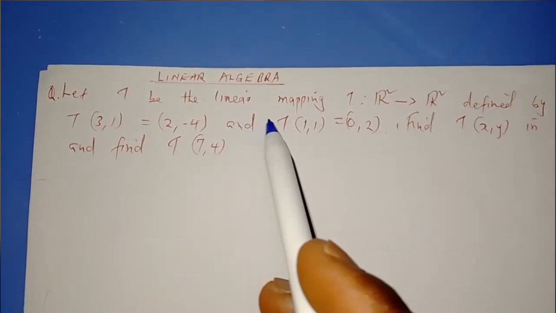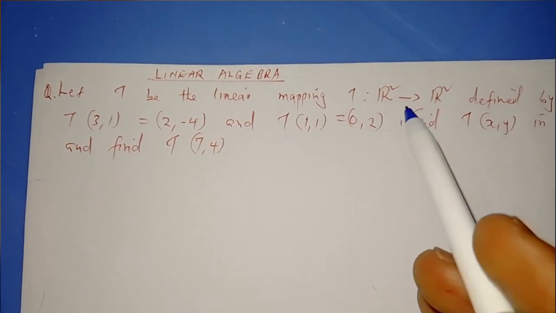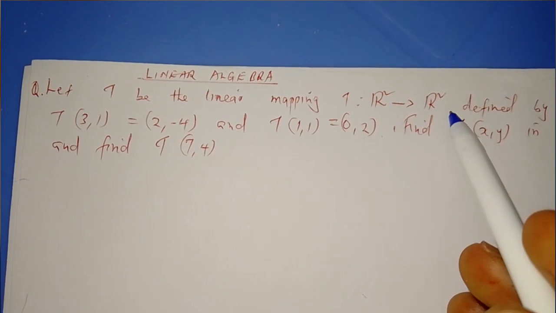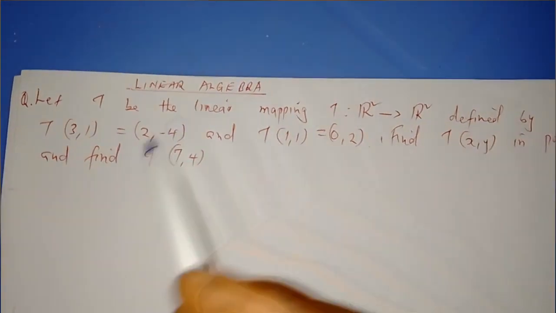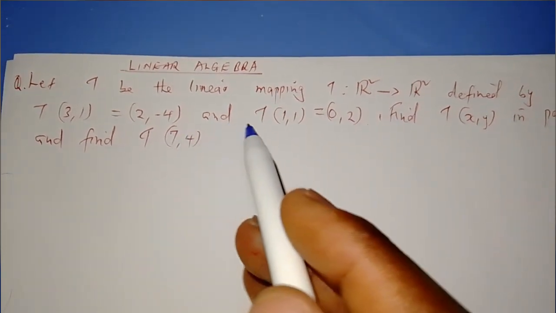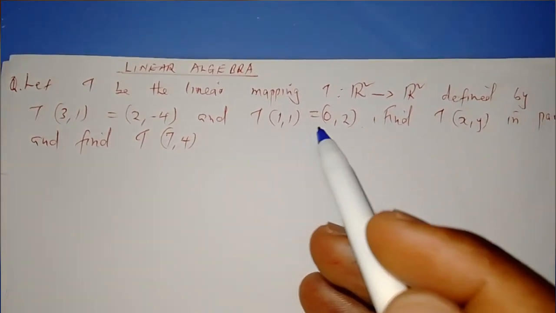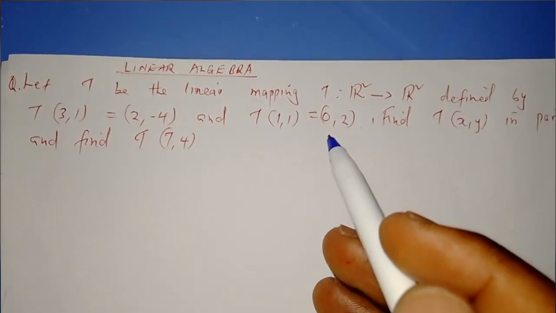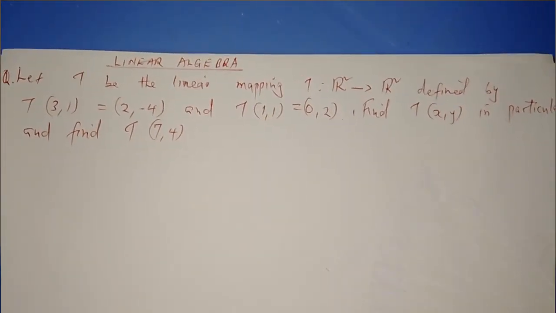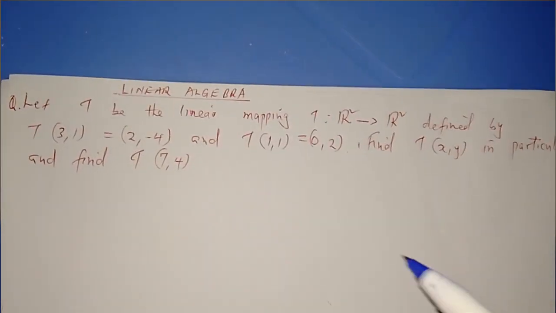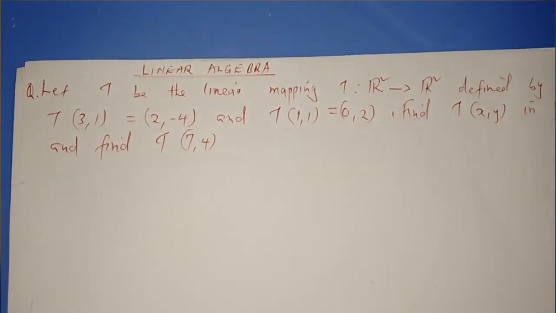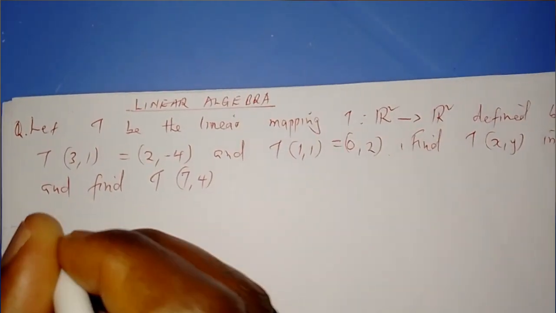Let T be the linear mapping T from real space R^2 to R^2 defined by T(3,1) = (2,-4) and T(1,1) = (0,2). Find T(x,y) in particular and find T(7,4). Solution.